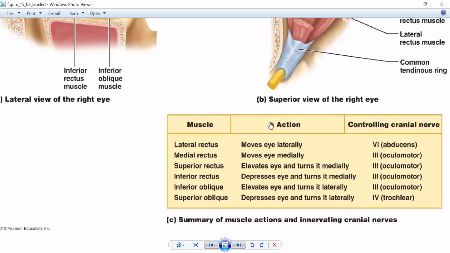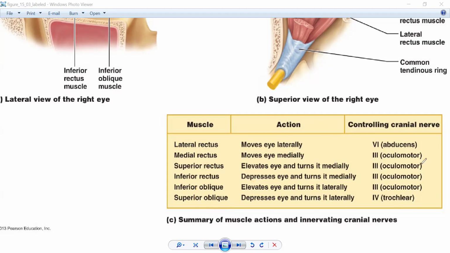So let me reiterate what I just said. Anytime you have rectus in the name of a muscle, that's the way it's going to move the eye. So lateral rectus will move the eye laterally. Medial rectus will move the eye midline, medially. Superior rectus would raise the eye. Inferior rectus will lower it. However, if you have oblique in the name of the muscle, it moves in the opposite direction. So you'll notice inferior oblique will actually move the eye up, whereas superior oblique moves the eye down.